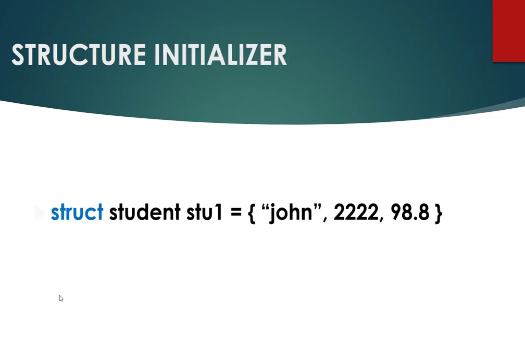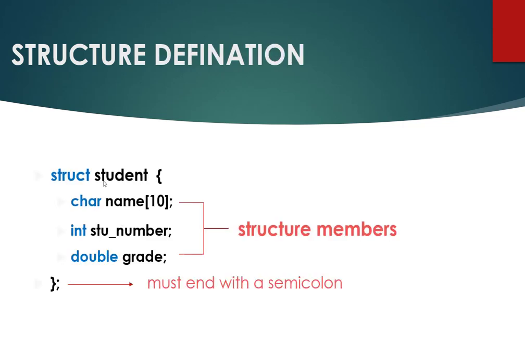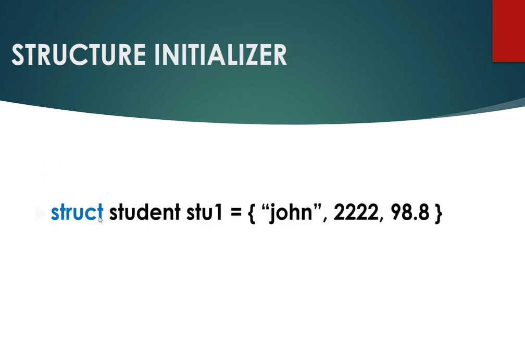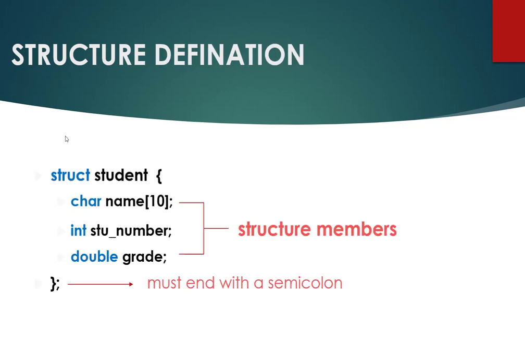To initialize a structure, you must use the keyword struct again and the name of the structure you have created. So if we go back to our previous slide, we have created a student structure with three different data members. We also have to give the structure we are initializing a name. So stu1 is a variable name of student data type. How? Because we have created a student data type using the struct keyword.